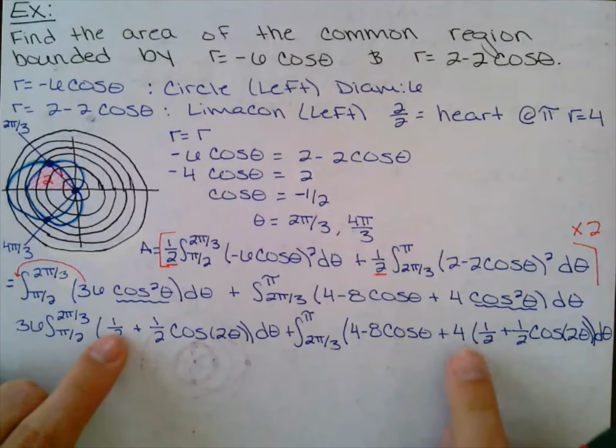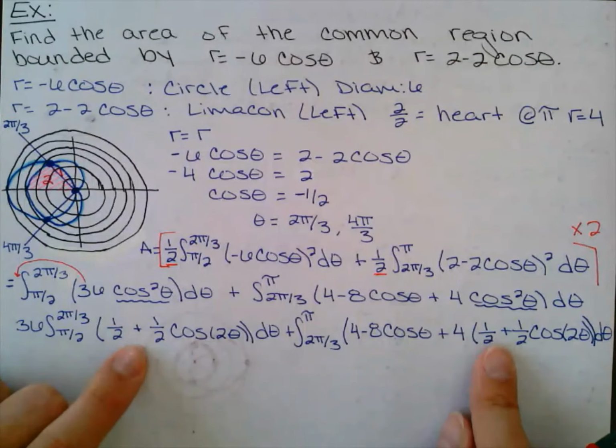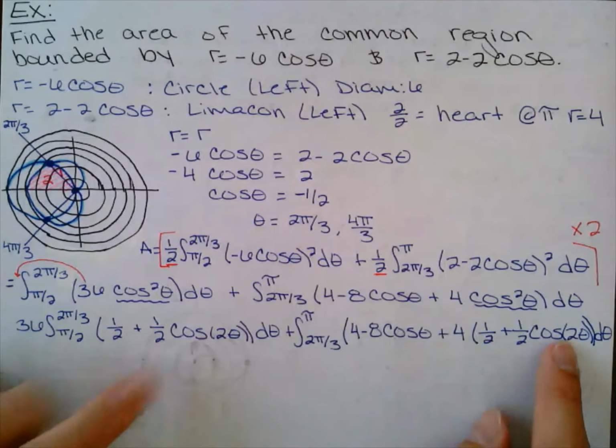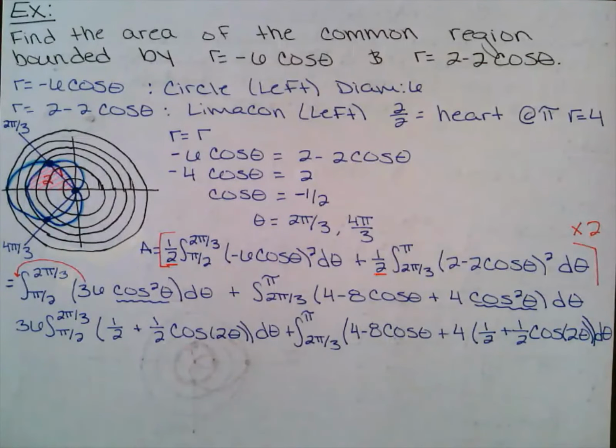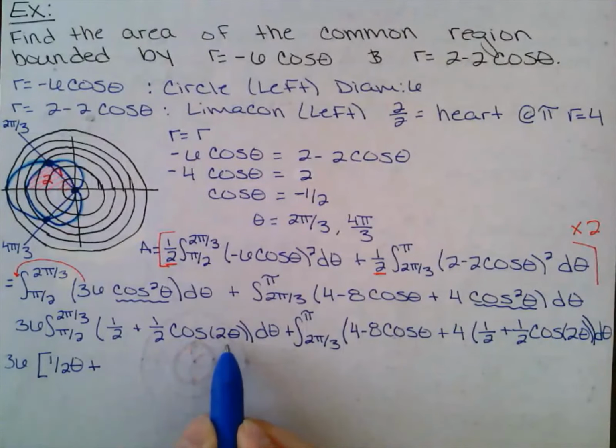Now, instead of putting 1 plus cosine of 2 theta over 2, I split that as 1 over 2 plus 1 over 2 cosine of 2 theta. It's going to make our lives a little easier. Okay, so if I look at this left side, I'm going to bring down my 36, okay? My antiderivative of 1/2 is going to be half theta plus, we've already seen what this u sub looks like.